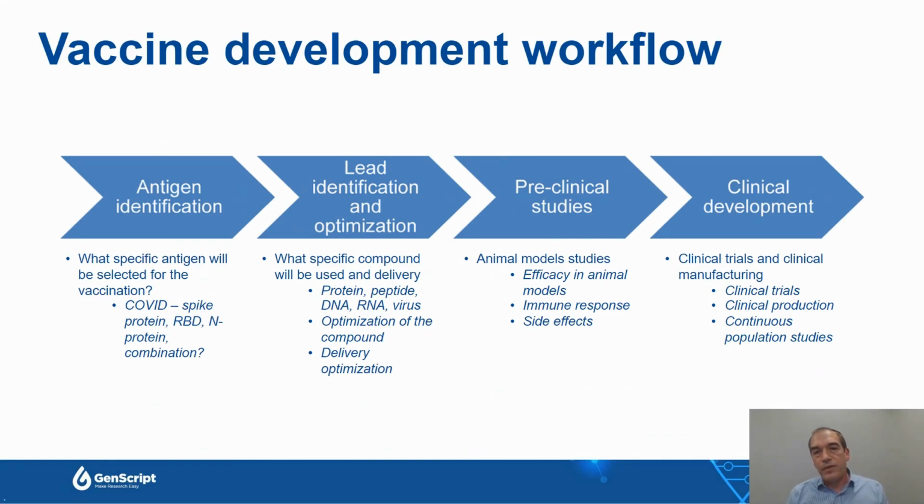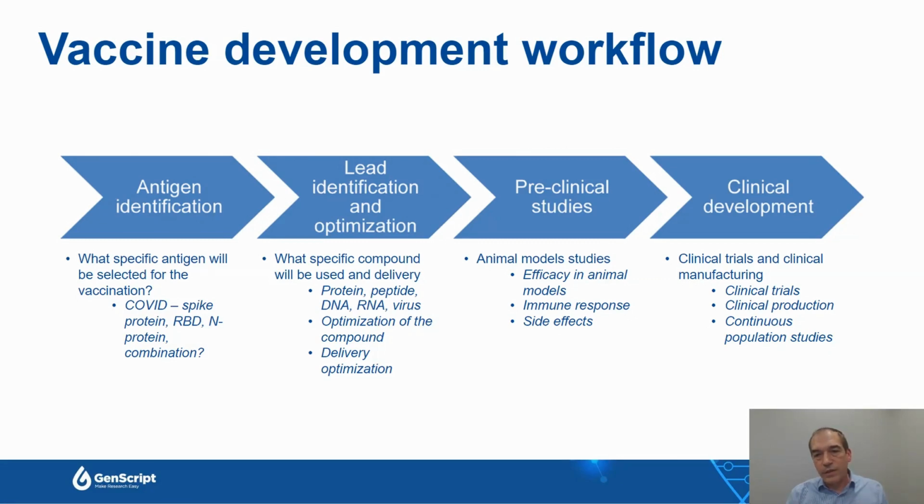So what is the typical vaccine development workflow? Typically, the development workflow starts with finding the pathogen, identifying it, analyzing the antigens related to this pathogen, and making decisions on what type of antigen will be used for the vaccine. For example, if you take the COVID vaccines, decisions have to be made. Should the spike protein be used for the vaccine, the RBD domain of the spike protein, a combination of the spike protein with an N protein, and so on.